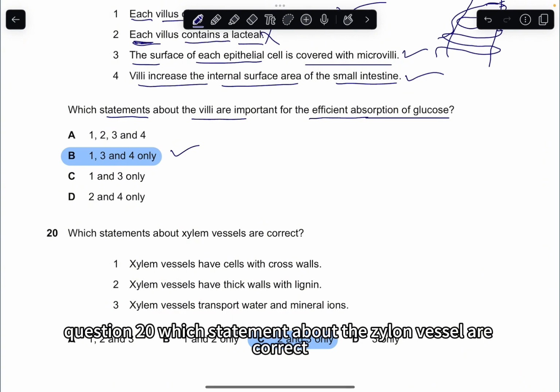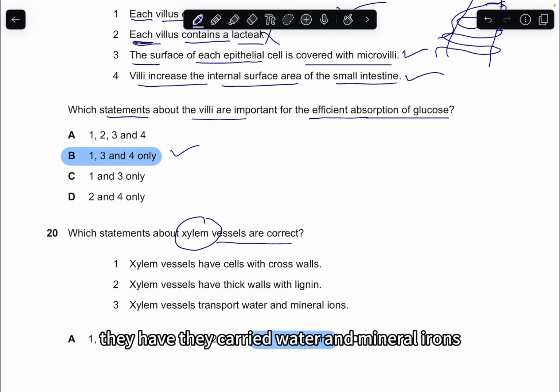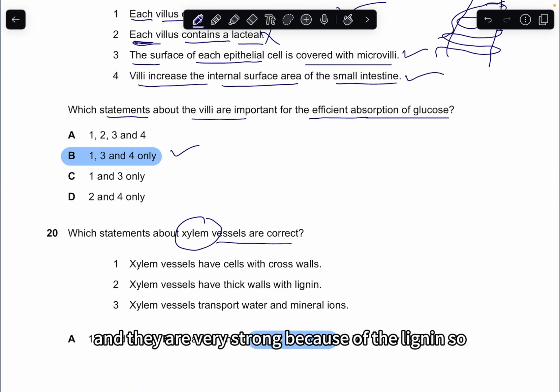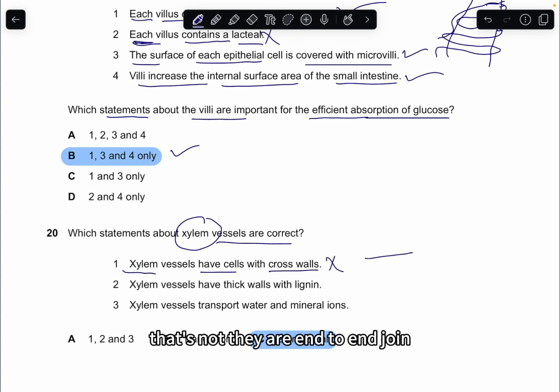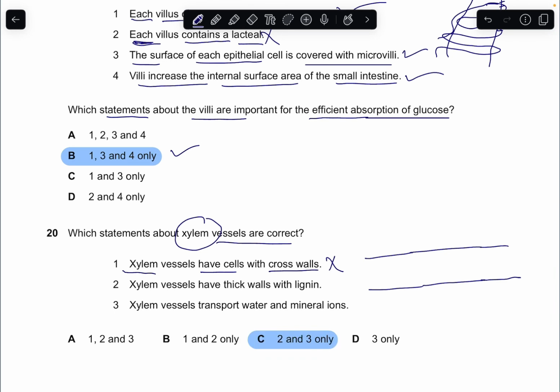Question 20. Which statement about the xylem vessel is correct? We know that xylem vessels carry water and mineral ions, and they are narrow, strong and thick, very strong because of the lignin. If one option says xylem vessels have cells with cross walls, then no, that's not correct. They are joined end to end, so they can make tubes that transport water.